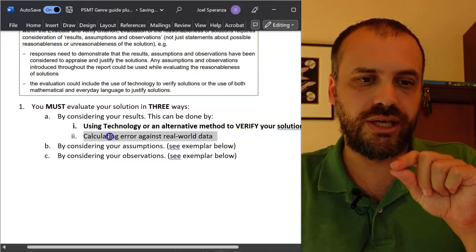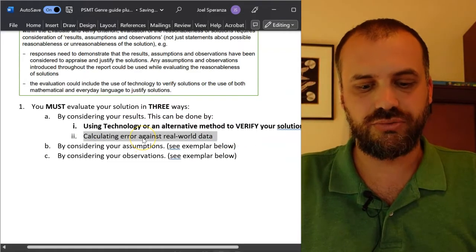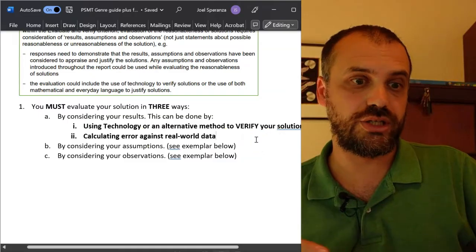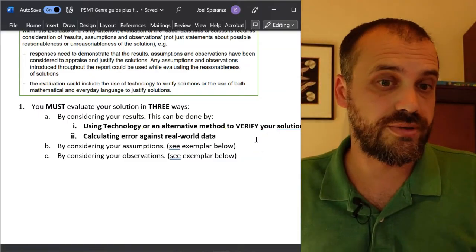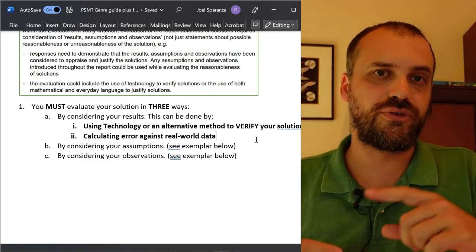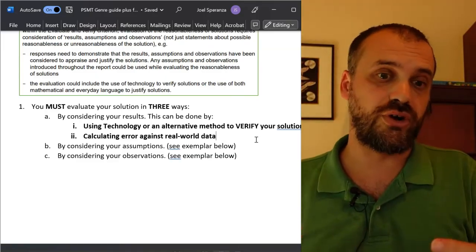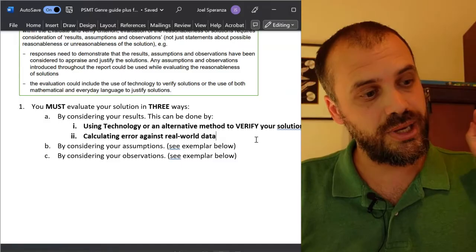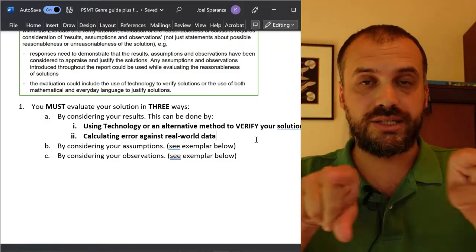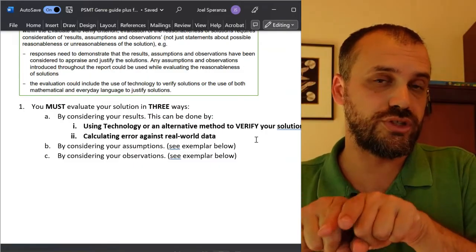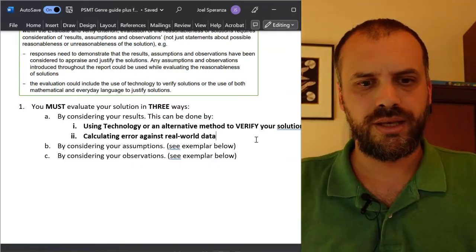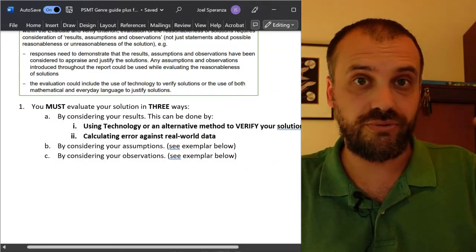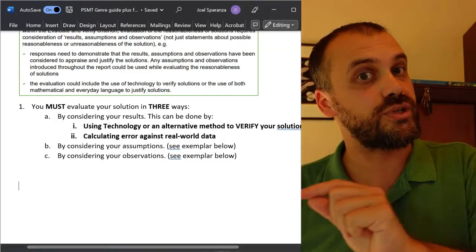You could also calculate error against real world data. So let's say you were trying to predict the population of a country after a certain number of years. Well, people have already been doing that. If you did a quick Google search, you could find somewhere where they'd predicted that population, and you could compare your prediction to their prediction and see if they line up. You're evaluating the reasonableness of your solution by considering your results. Now, you also need to do assumptions and observations, and we're going to jump into the QCAA's exemplar from one of the students last year to see what this looks like in practice.